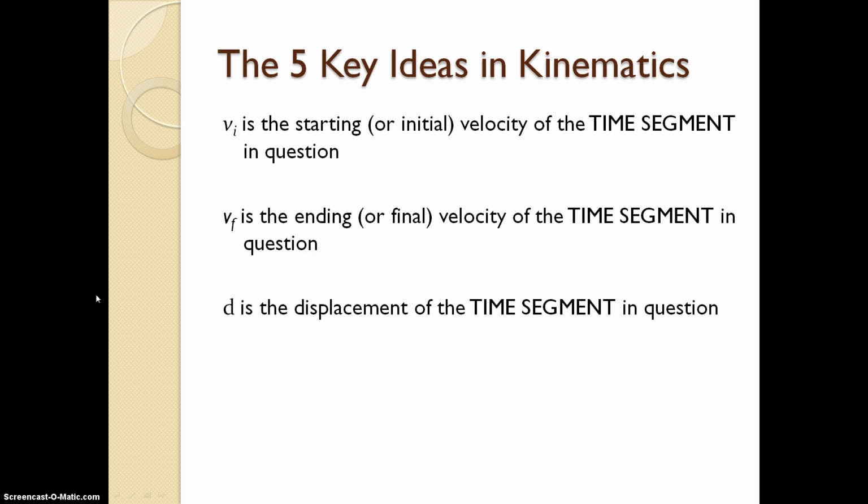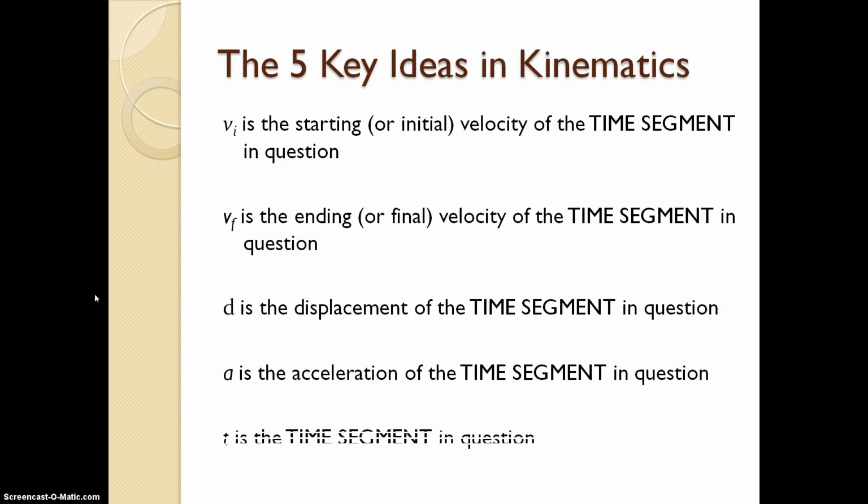D is displacement of the time segment in question. So if you throw something up and it ends back in your hand, displacement overall is 0. But if you're looking at from the top to the bottom, it's not 0, because you're looking at from the top down. And since it's down, displacement would be negative in that case. So we got to deal with negatives and positives. Oh, geez. A is the acceleration of the time segment in question. And finally, T is the time segment in question. Yay.